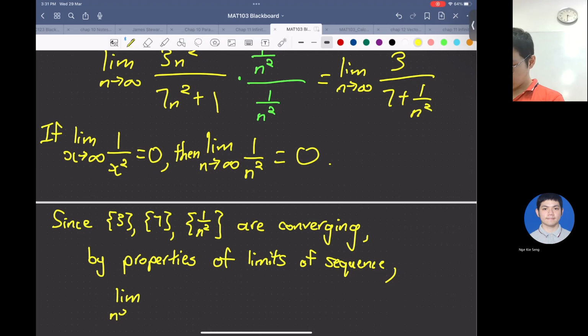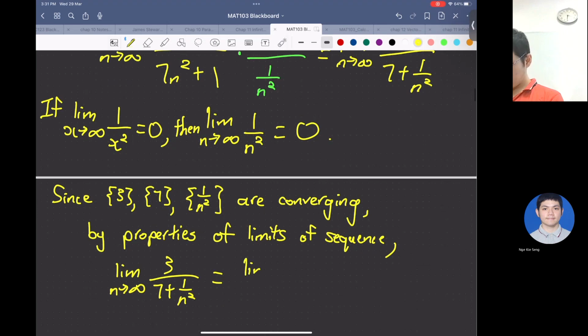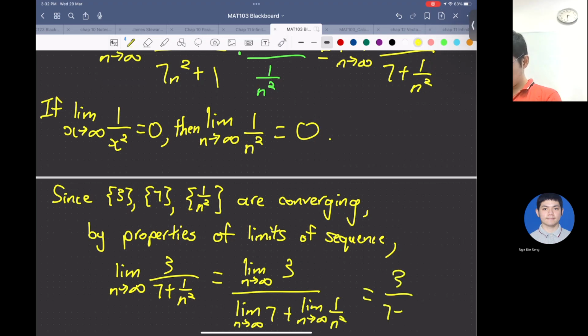Limit of n to infinity of 3 plus 7 over n squared is equal to limit n to infinity 3 over limit n to infinity 7 plus limit n to infinity 1 over n squared, which is 3 over 7 plus 0, which is 3 over 7. Okay.